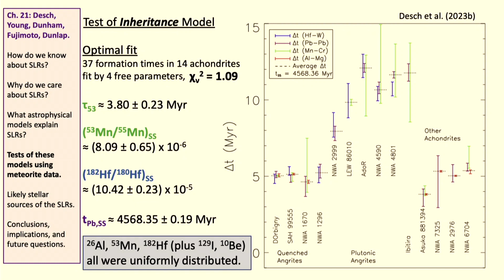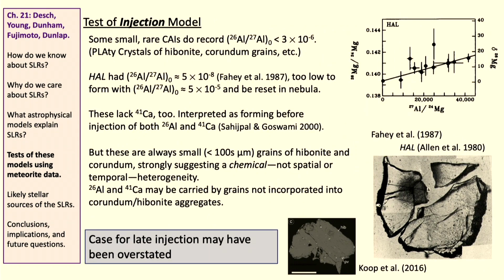It could have falsified utterly the assumption of homogeneity, but it's very strong support for the homogeneity of aluminum-26, manganese-53, hafnium-182, and of course beryllium-10 is homogeneous, and it can be shown also that iodine-129 was homogeneous. So the majority of radionuclides are pretty homogeneous, and that provides a strong support for inheritance from the molecular cloud.